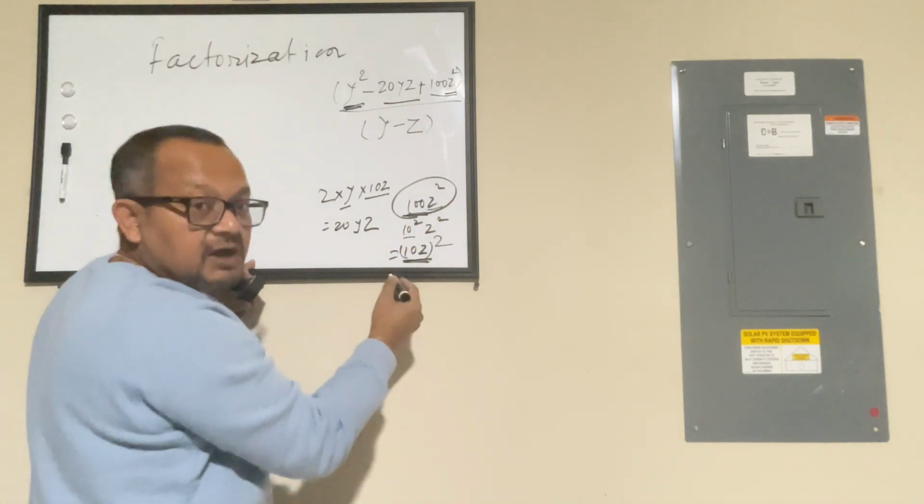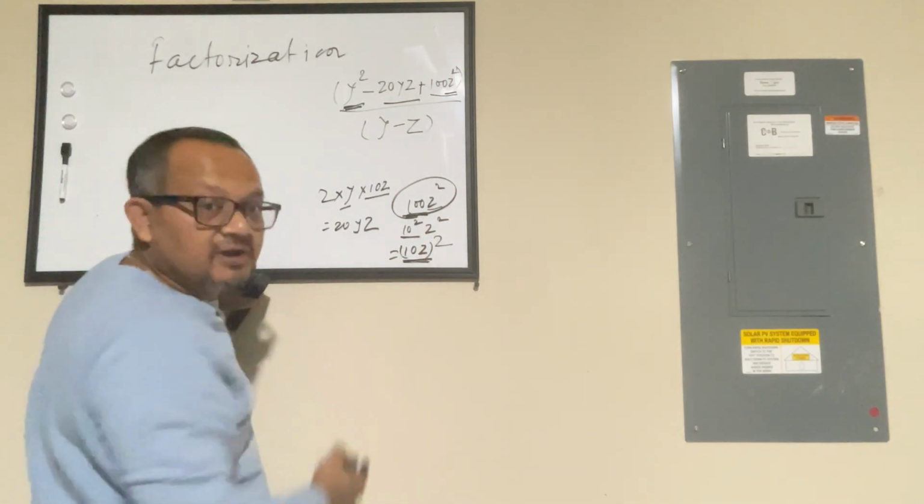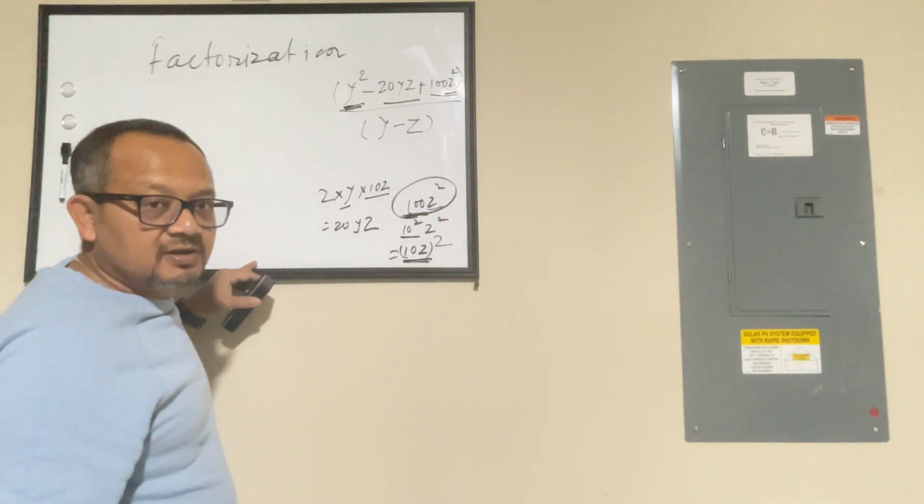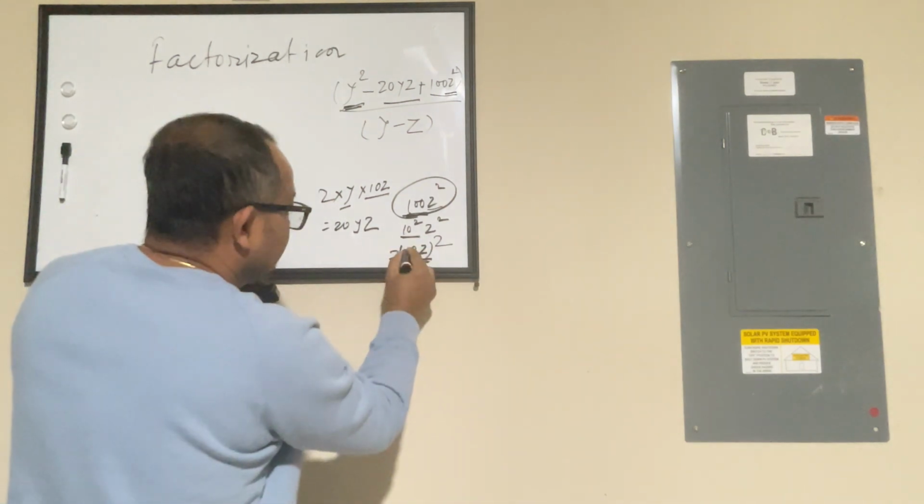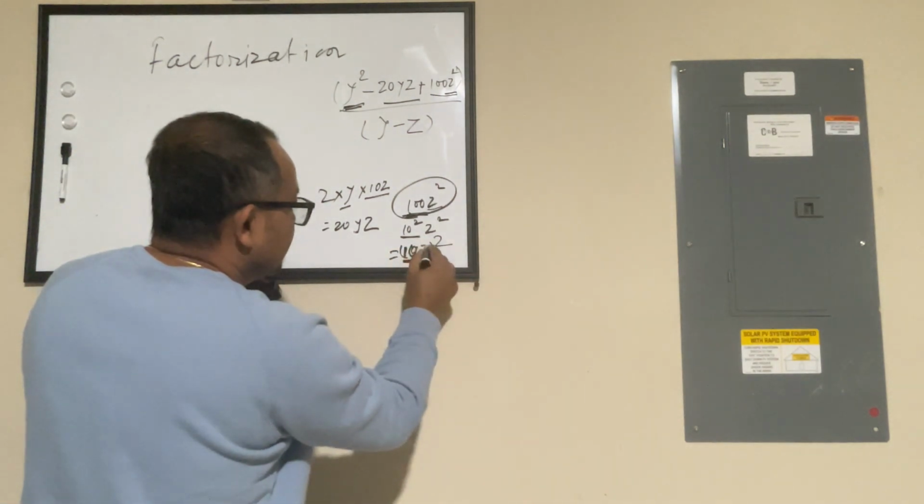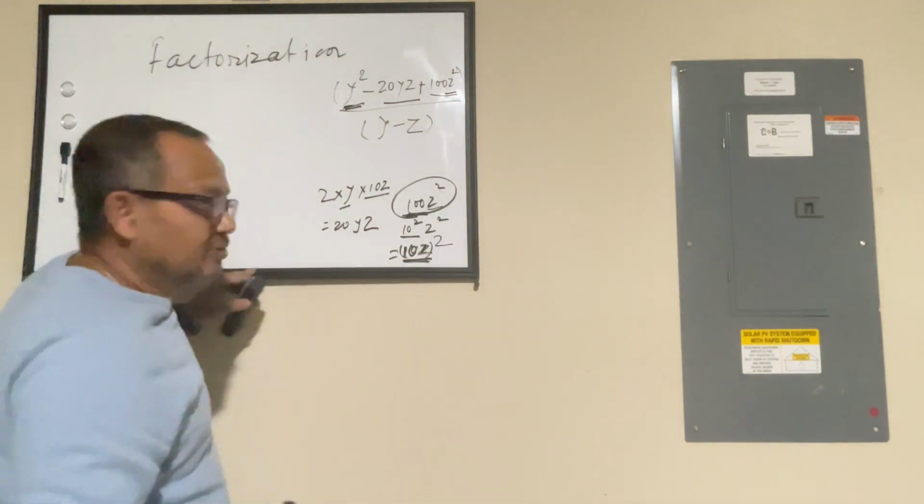100z square. So 100 is what? 10 square, because you're crossing off the zero. Then what's the 2 square? No, 10. It's inside the bracket. 10z. Okay.